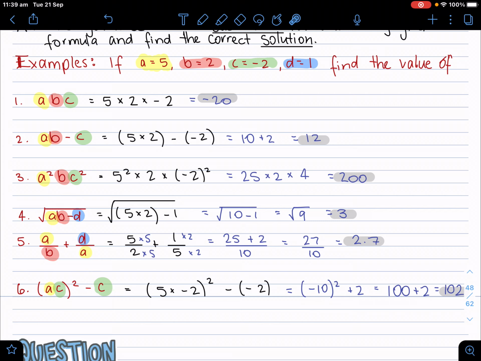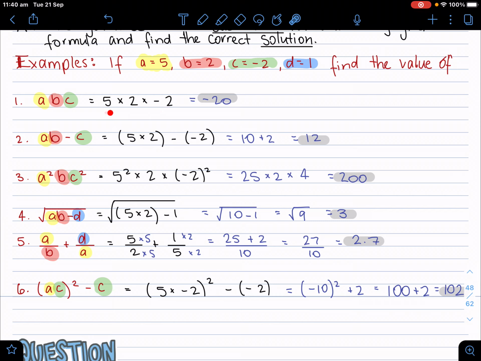So find the value of A times B times C. And to make it more clear for you, I've color coordinated. All the A's are yellow, all the B's are red, all the C's are green, and all the D's are blue. So let's go through the first one. It says A times B times C. So I'm going to substitute a 5 wherever there's an A, 2 wherever there's a B, and a negative 2 wherever there's a C. So this equals 5 times 2 times negative 2.